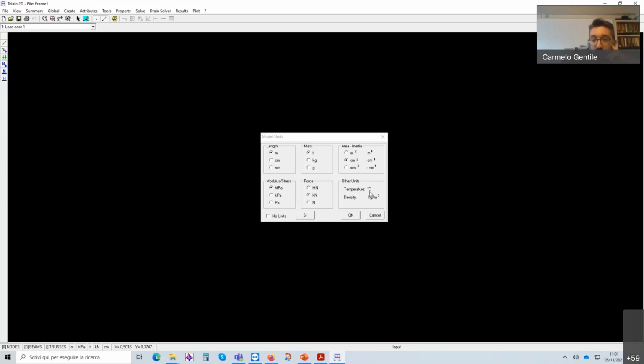Then temperature is degrees, but we don't care about it, and density in kilograms over cubic meters. Now let's start with geometry. But this is true every time: every time you see a new software in your life, please always check the units. The units should be here: meters, megapascal, ton, kilonewton, centimeters. Everything is represented here.